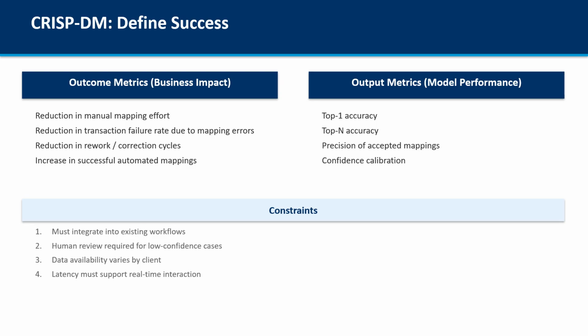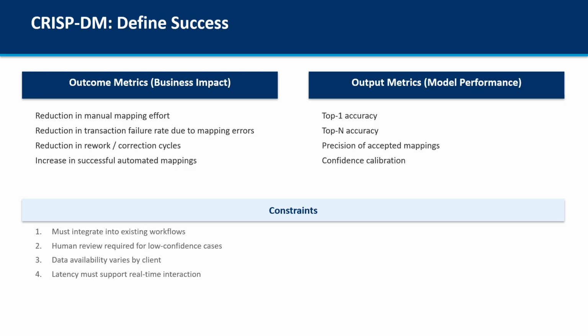Please note that these are different from model performance metrics, also known as output metrics. Below are some of the model metrics we could use for measuring the model's performance. Top 1 accuracy, top n recall, how accurate are the ML predictions indicated by users' acceptance, and the confidence calibration.